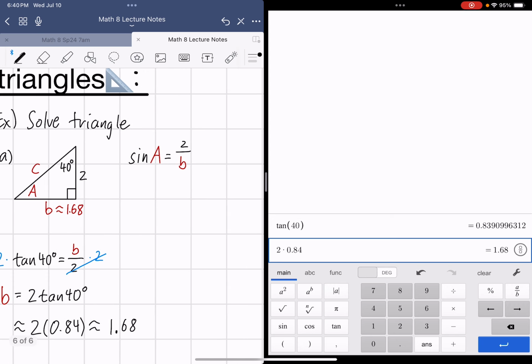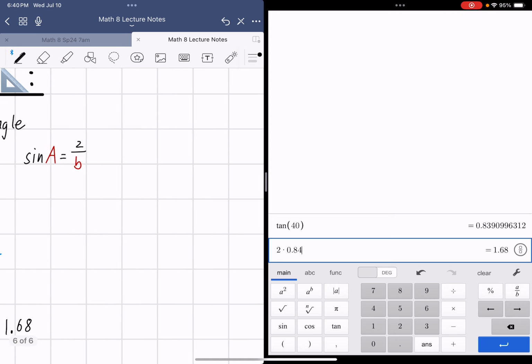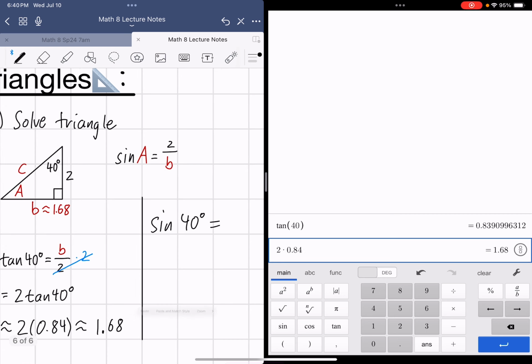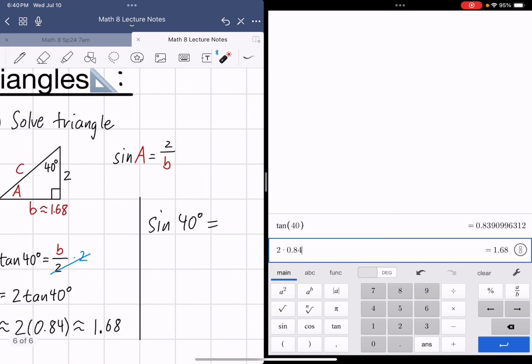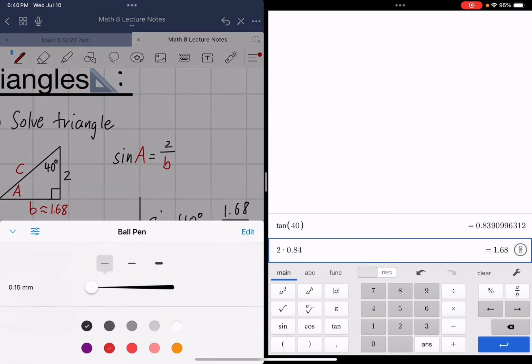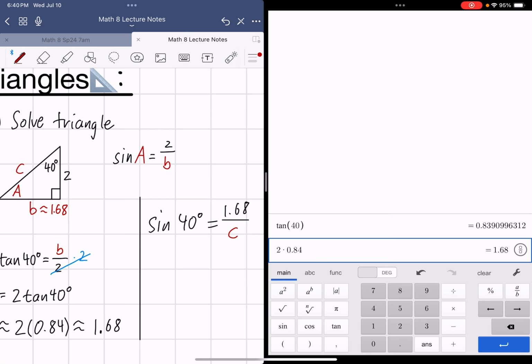So instead of using sine of A, I'm going to block this off. I'm going to use sine of 40 degrees, just like I used in tangent. Now for 40 degrees, we use opposite, which the opposite is the 1.68 over, and then hypotenuse, which our hypotenuse is C.